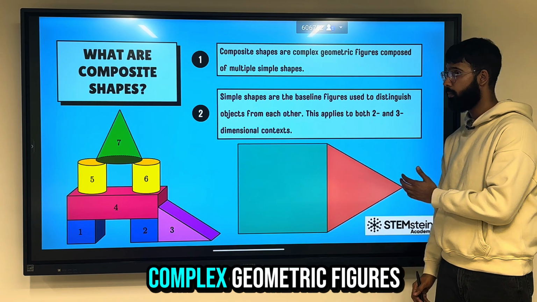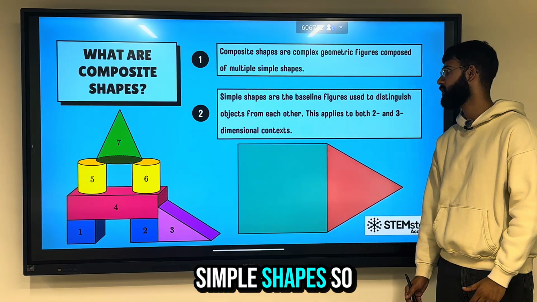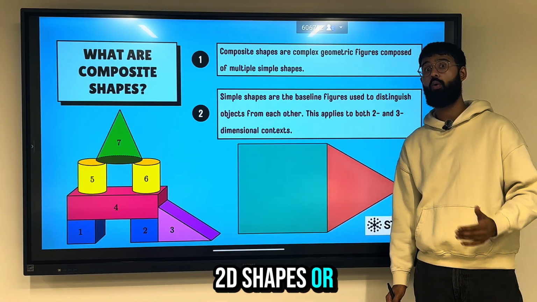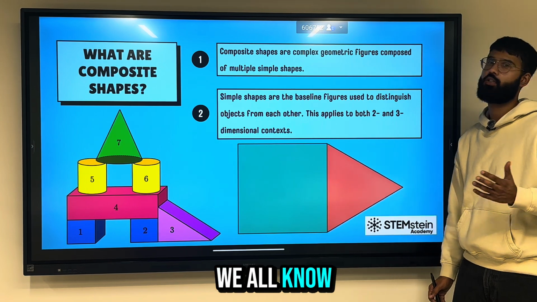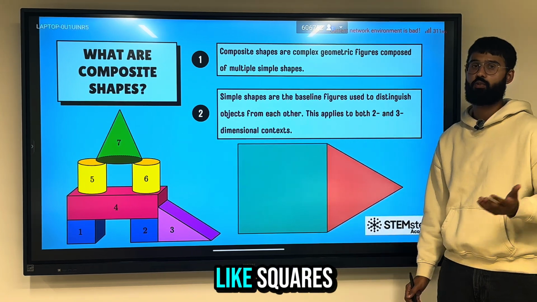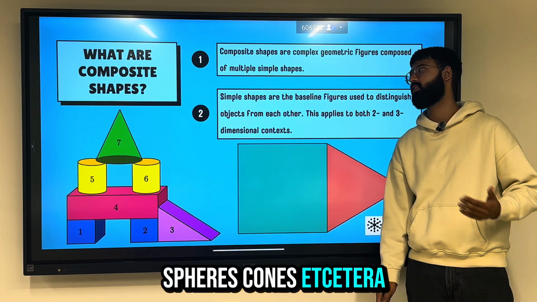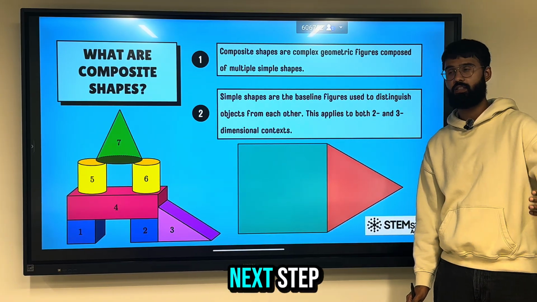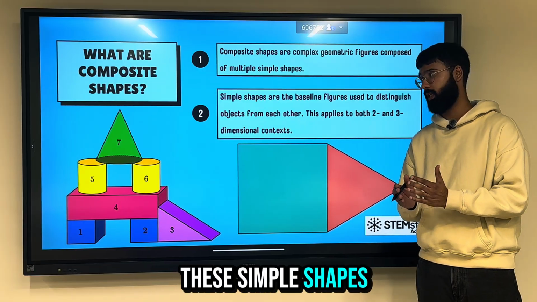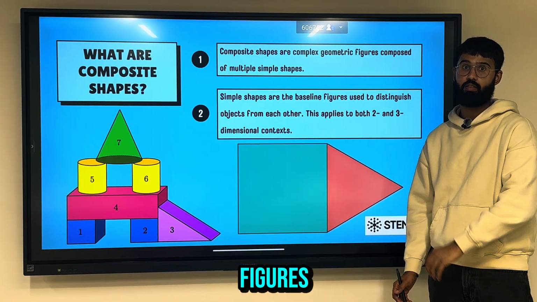Composite shapes are complex geometric figures composed of multiple simple shapes. So this can be 2D shapes or 3D shapes. We all know simple shapes. They're the ones that you've practiced your whole life throughout school. Stuff like squares, triangles, circles, spheres, cones, etc. We're going to take it to the next step and start combining these simple shapes to make even bigger, larger, more complex figures.